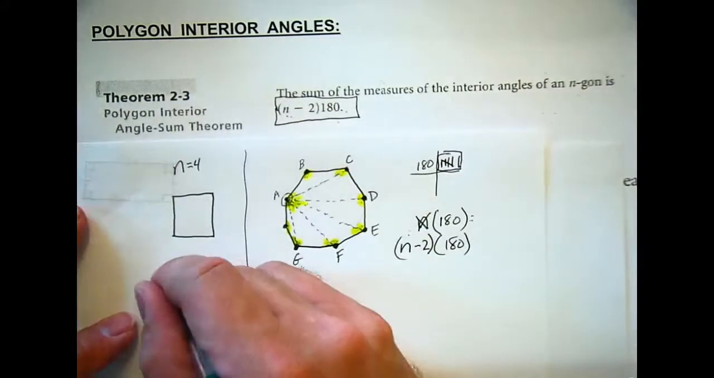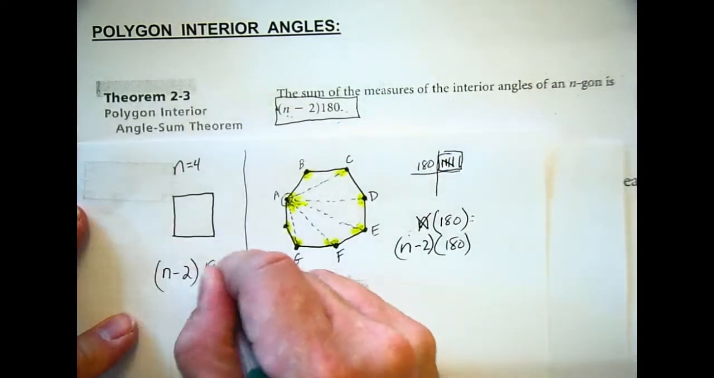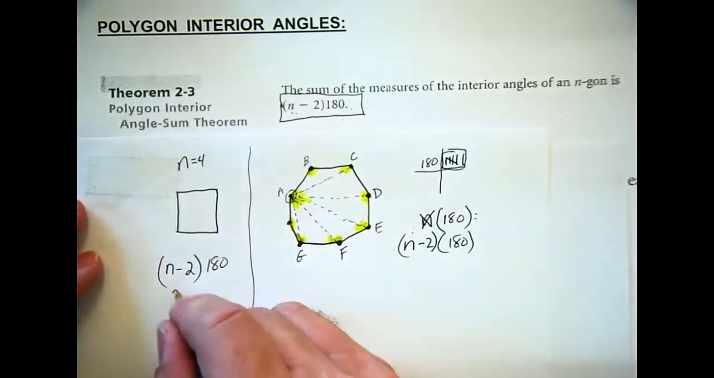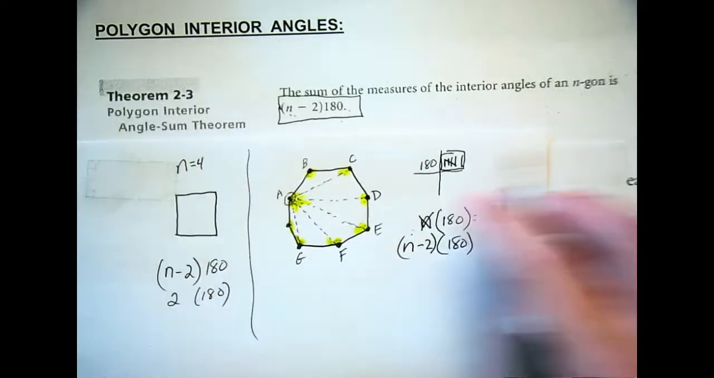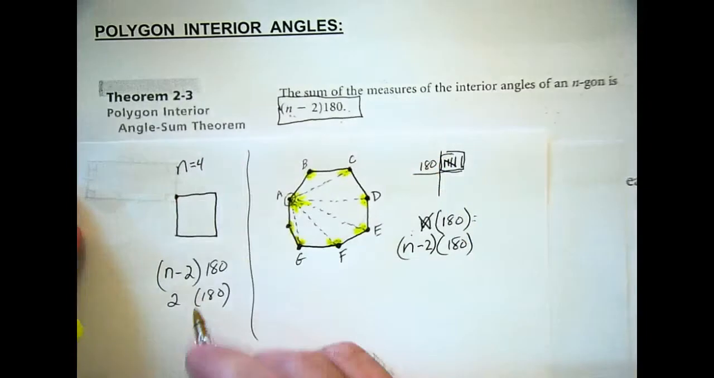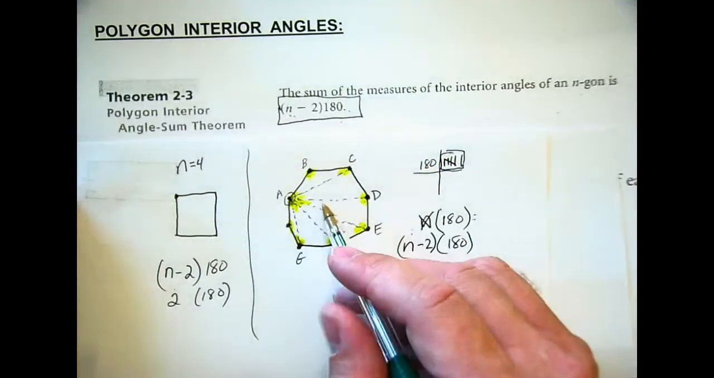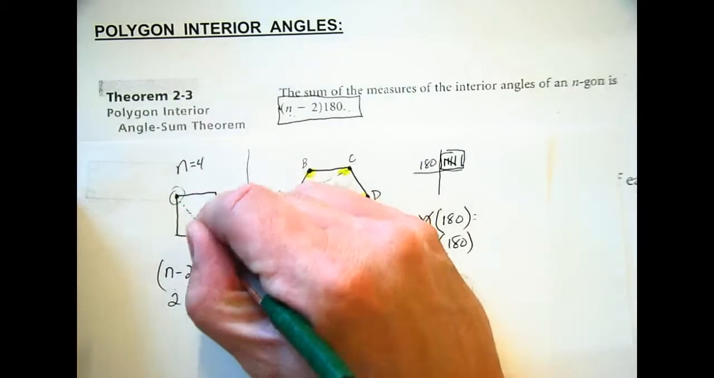So if I'm using my formula, it should be N minus 2 times 180. That tells me how many degrees are in a quadrilateral. Well, that should be 2 times 180, which really means, from what we've done over here, that from one angle I should be able to form how many triangles? Yeah, 2 triangles. So right there.